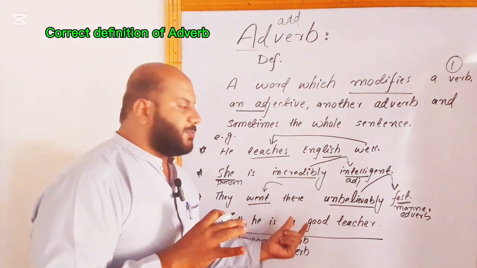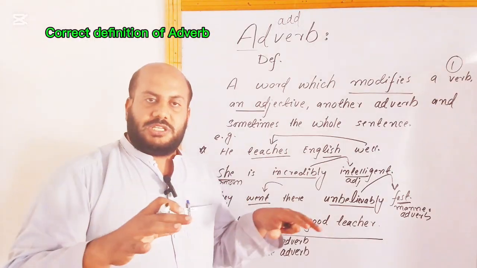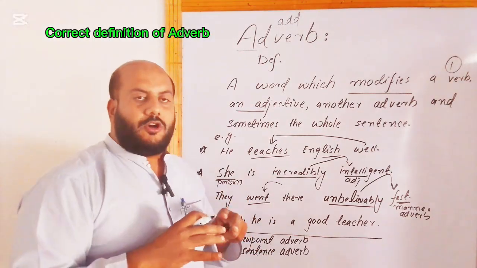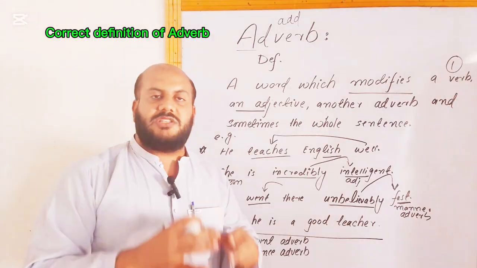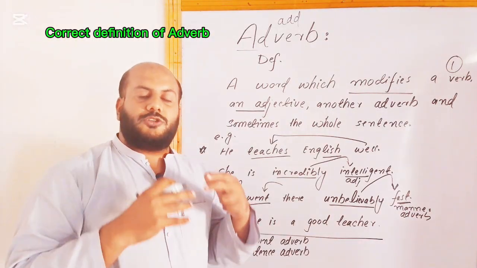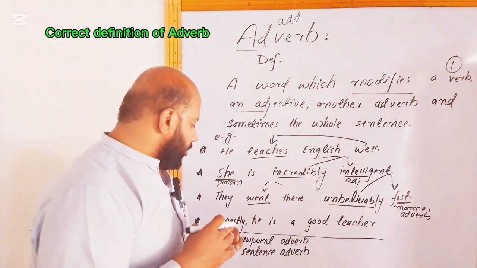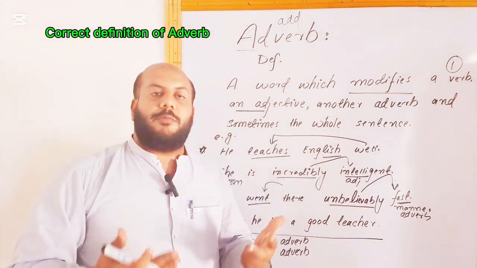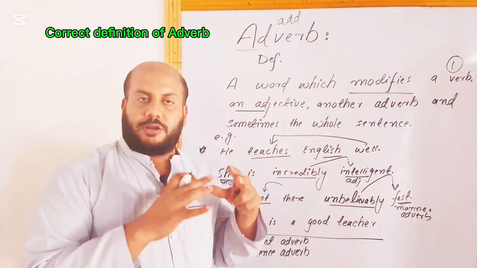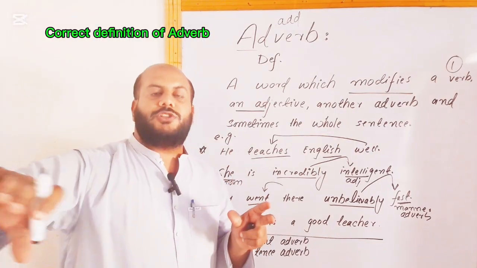It does not modify a specific word. It modifies the whole sentence and it shows the writer's or speaker's point of view. So this type of adverb is called sentence adverb. Sometimes it is also called viewpoint adverb, or adverb of comment, because it shows the comment of the writer or speaker upon the whole sentence.